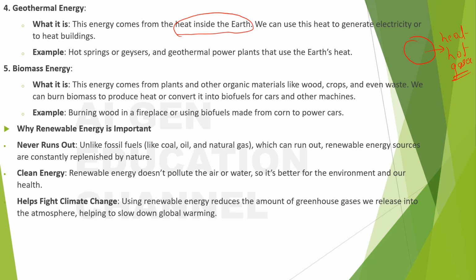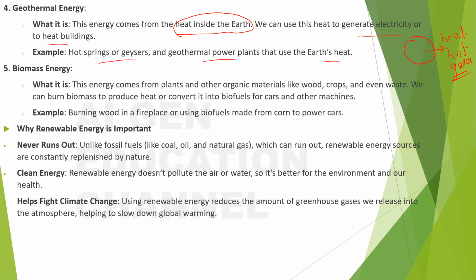Right? Human beings are so good at using everything. So we can use this heat to generate electricity or to heat buildings. Hot springs or geysers and geothermal power plants that use the earth's heat are examples.